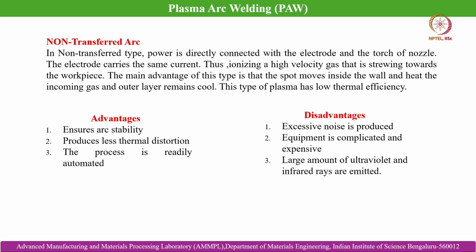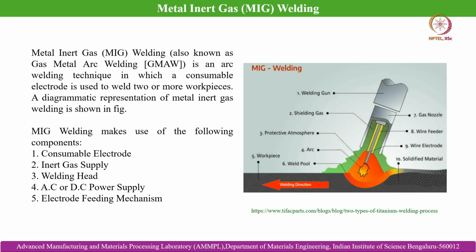The advantages: it ensures arc stability, in the plasma arc welding technique as a whole. It produces lesser thermal distortion compared to arc welding or gas welding techniques. The process is readily automated. However, the disadvantages are excessive noise, complicated and costly equipment, and a large amount of ultraviolet and infrared ray emission in case of the plasma arc welding technique.